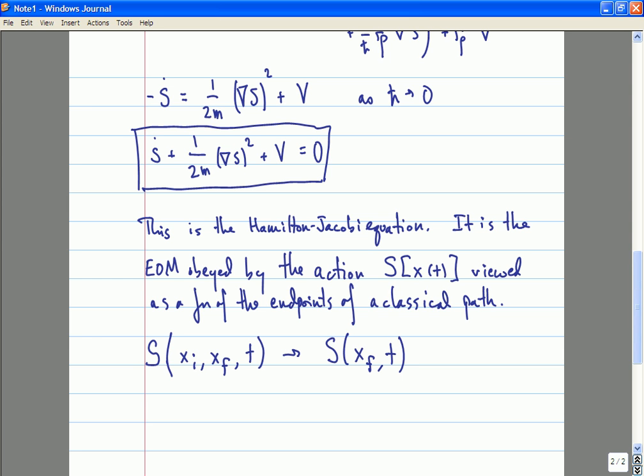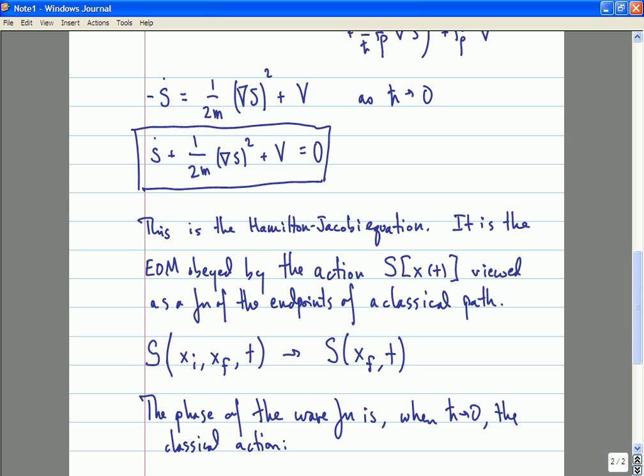So this gives us an interpretation for the phase of the wave function. The phase of the quantum mechanical wave function is, when h bar goes to 0, the classical action. In the semiclassical limit, the interpretation of the norm of the wave function is as the probability density, and the phase of the wave function is just the classical action. I can't overemphasize how important this is.